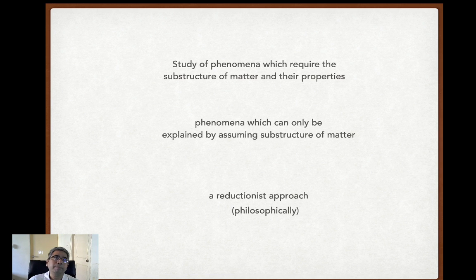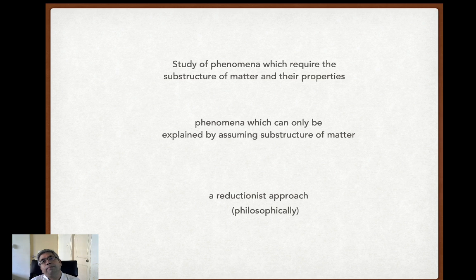So particle physics can be re-expressed as a study of phenomena where the substructure of the matter becomes extremely important. There is no other explanation unless you assume some sort of a substructure for this matter. There are several examples which you can immediately think about, like the Rutherford experiment. These are experimental phenomena which can only be explained by assuming some sort of a substructure for this matter.